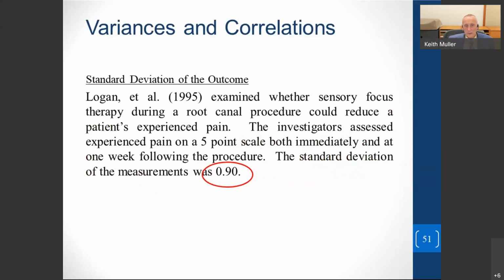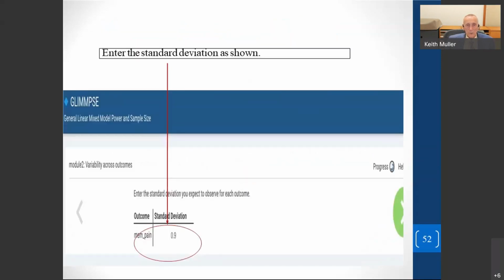Similarly, we can look at a previous study from 1995 on this pain scale in which, on this 5-point scale, the standard deviation was 0.90. And that was during a root canal procedure, just like we're talking about in planning the study currently. So we type in the standard deviation.